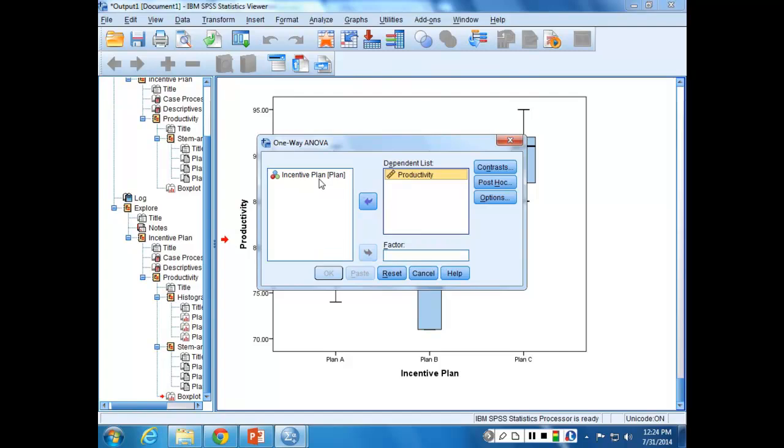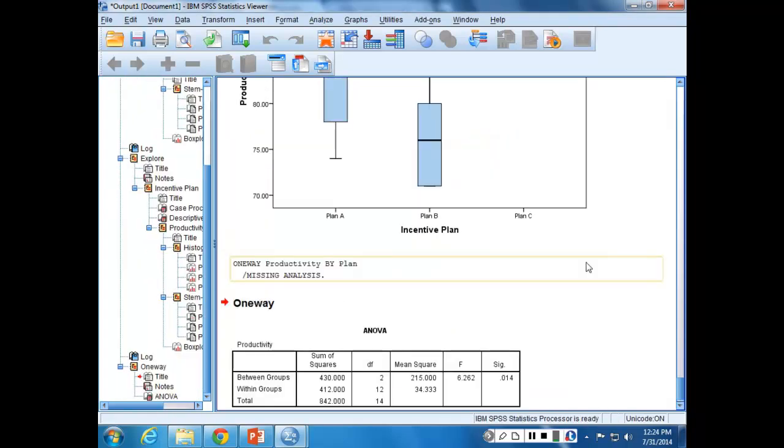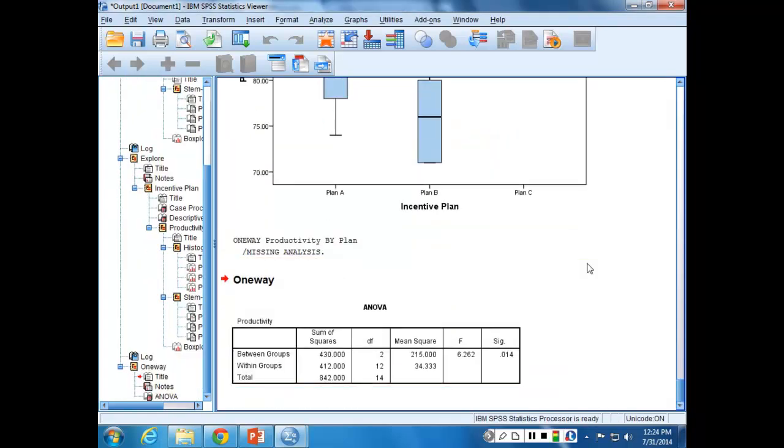And productivity by incentive plan. And there's your ANOVA table, as the between and the within groups. You can see that the significance, where it says SIG, that's the same thing as p-value. I think SPSS might be the only program that I know that calls that SIG. Everybody else calls it p-value, which it is.